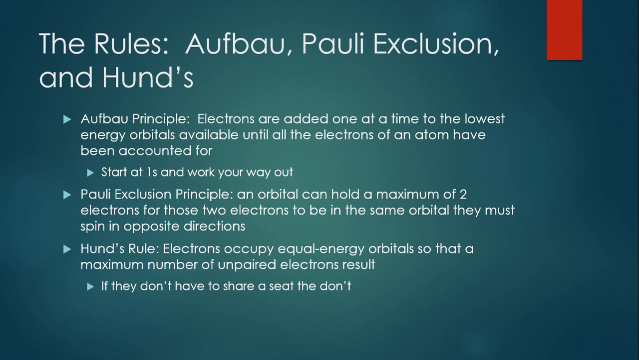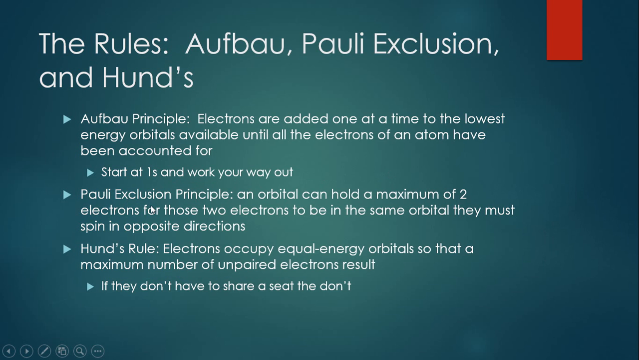So electrons are added one at a time to the lowest energy orbital available until all the electrons of an atom have been accounted for. So, in layman's terms, you start at 1s and you work your way out. Remember that from the other video that I stole. If you start with 1s and just work your way out, you'll be fine. Those are the orbitals.